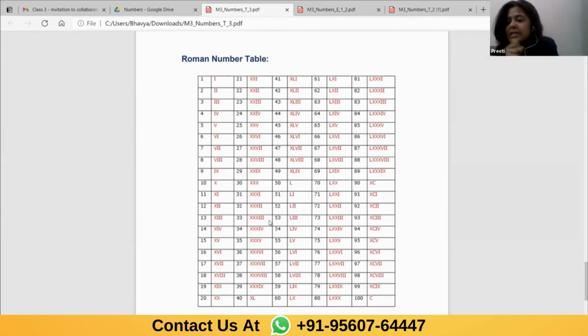Now comes the trouble when it is 40. We have either the symbol of 50 or the symbol of 10. We know 50 minus 10 is 40. So L stands for 50. And if I write X on the left hand side of L, that means 50 minus 10. This is 50. To make 50 minus 10, I will have to write X on the left hand side. So I do get 40.